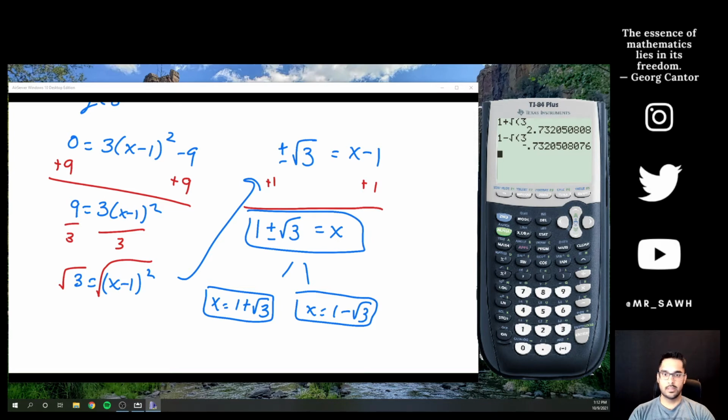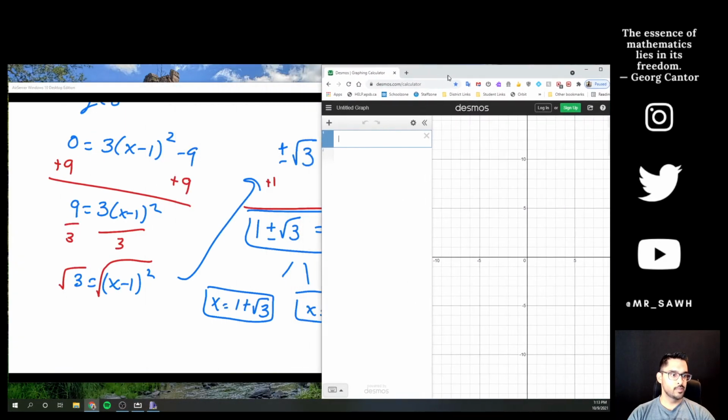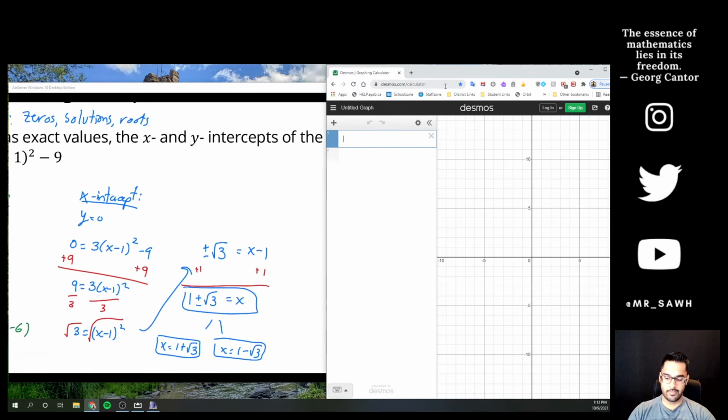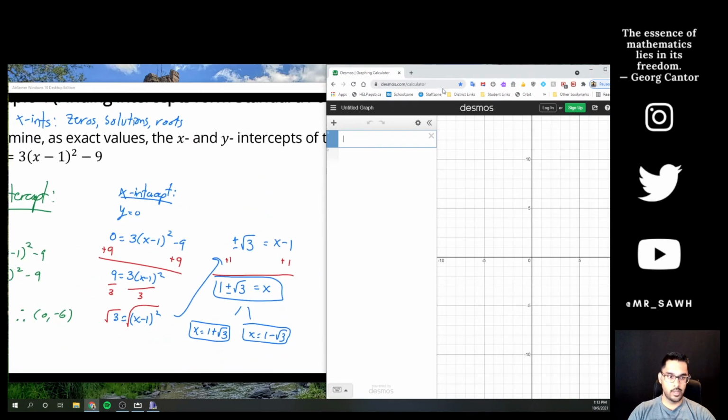Let me open up a Desmos tab here, and we'll type it in. Okay, so here's a graphing calculator. It just makes it a little easier, a little faster to graph this. So there's our equation off on the side here. So 3, x minus 1 squared, x minus 1, using my keyboard, minus 9.